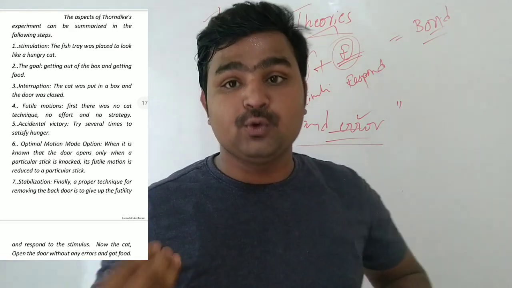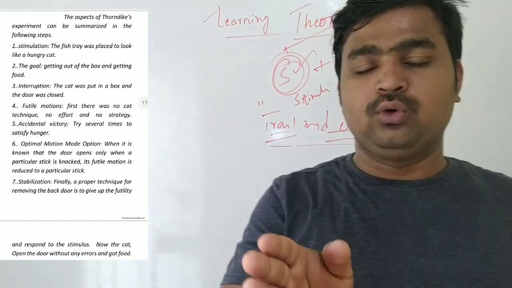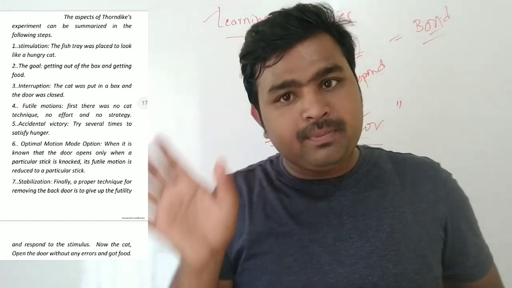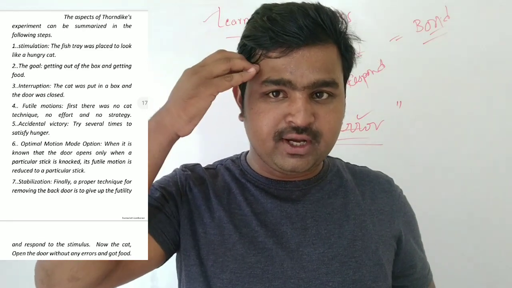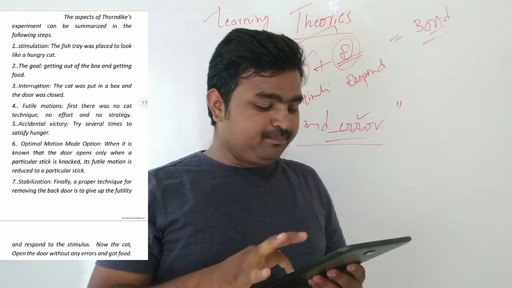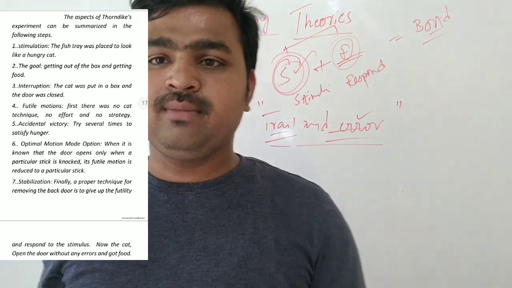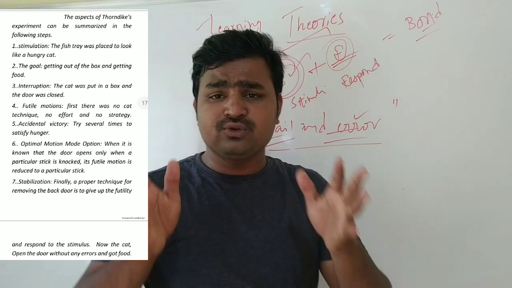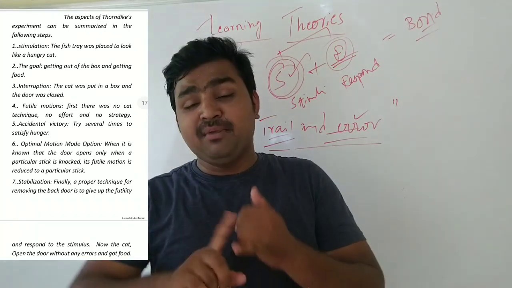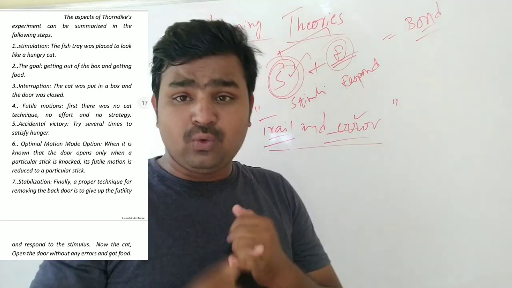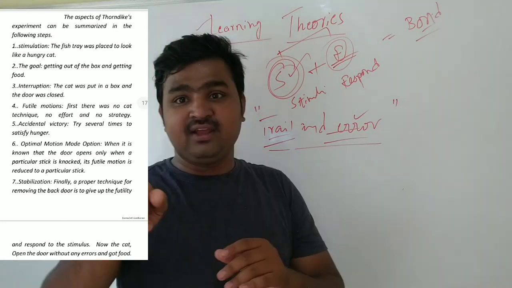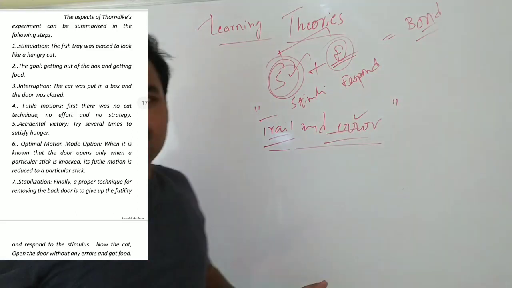See, optimal means useful. When it understood that when I touch this particular stick, the door opens, it kept doing the same thing again and again to come out. Then stabilization means that the cat totally understood this process: going inside and coming outside happens only when I touch that particular stick. That is stabilization. I hope you are clear with this summarization.